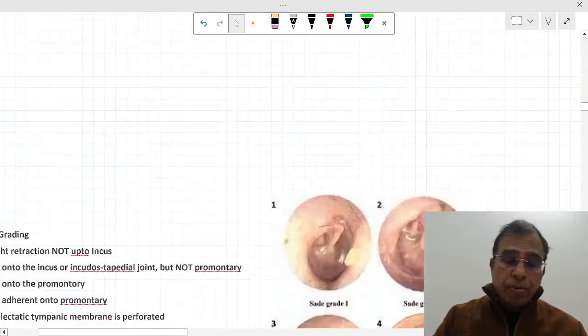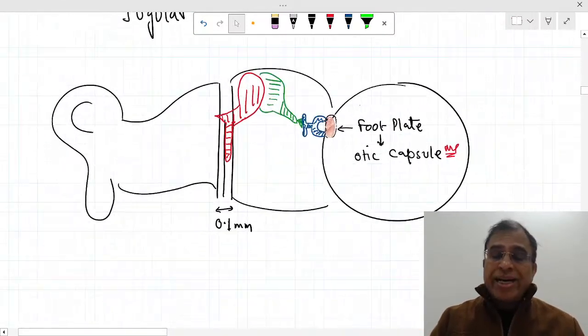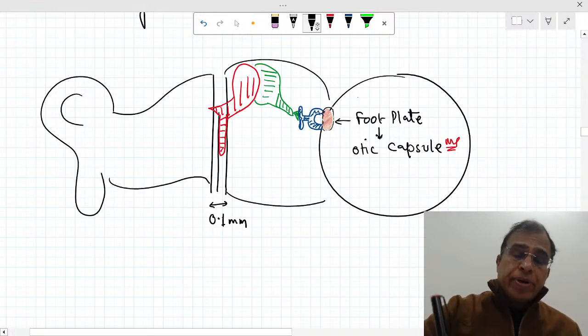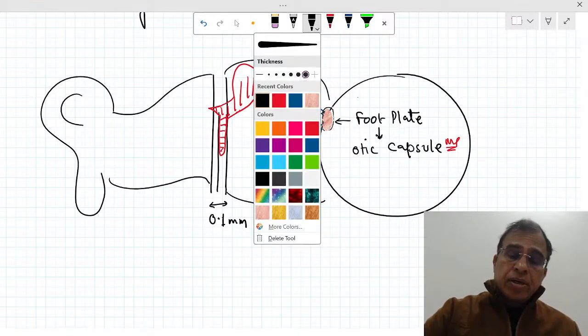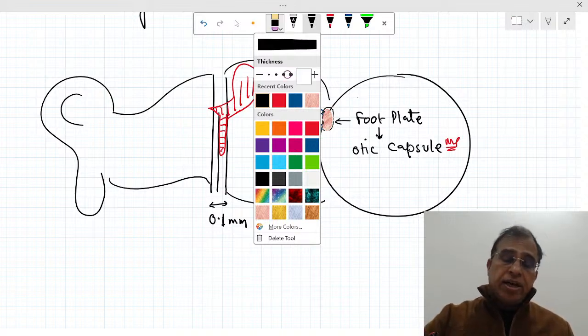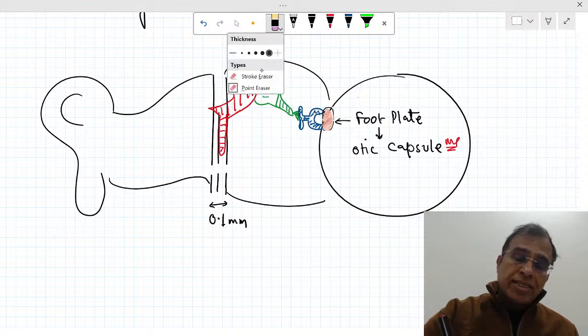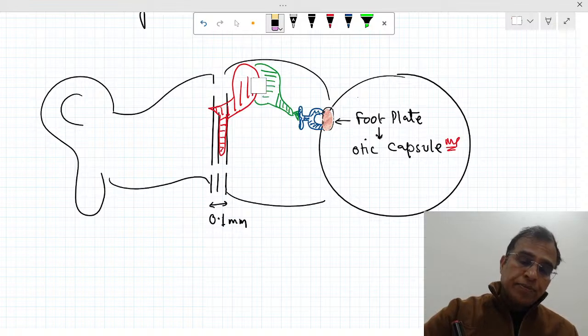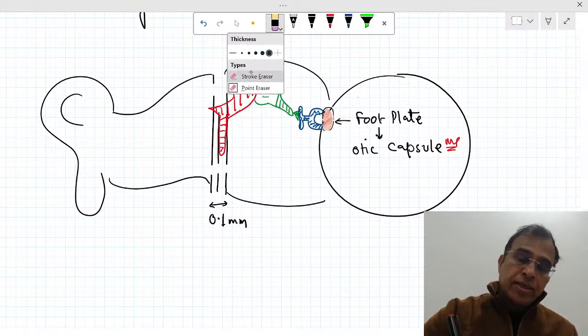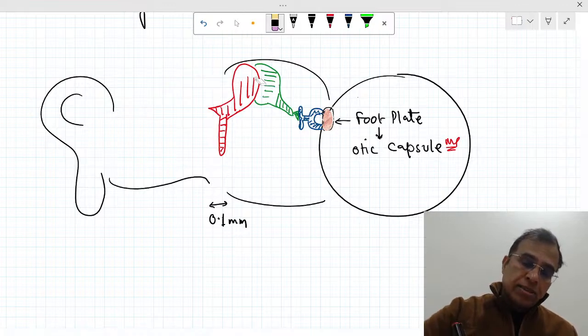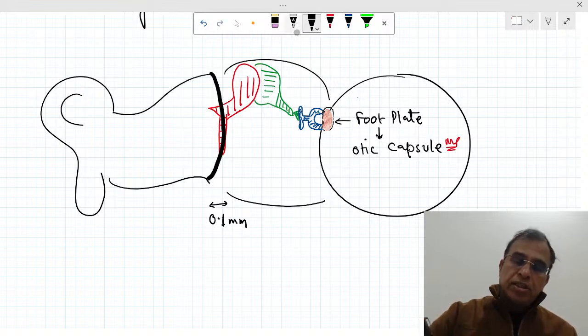But now I come to this one. Why did I draw this diagram? Now comes two very, very important things. Tympanic membrane looks like a single layer. It is three layered, but actually, if you look at the tympanic membrane, they don't look like separate layers. I told you already that the whole membrane can look like this. This is your tympanic membrane.